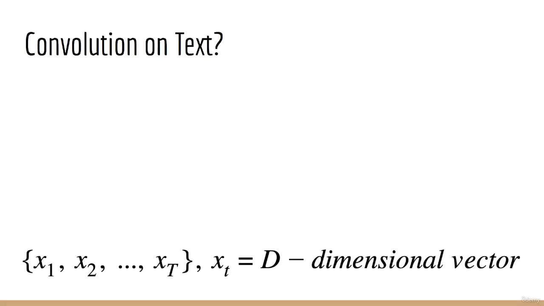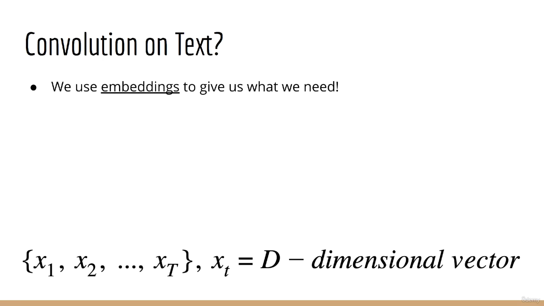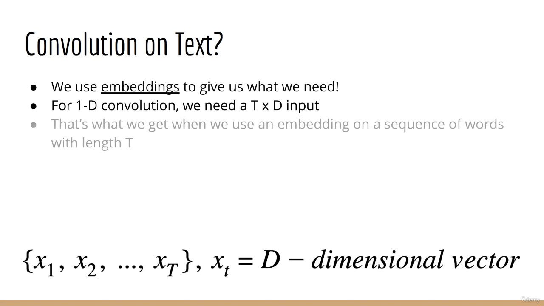Alright, so now that you know how convolution works with sequences, how do we apply these to text? Well, luckily, when we use embeddings, that already gives us exactly what we need. For one-dimensional convolution, we need an input, which is a t by d sequence, where t is the number of time steps and d is the number of features. And of course, this is exactly what we get after we pass our sentence through an embedding layer.